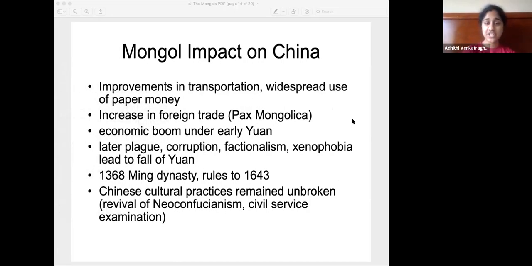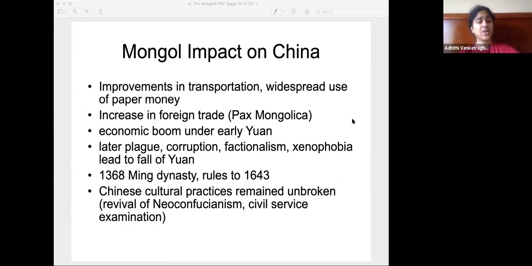Improvements in transportation and widespread use of paper money also happened. There was an increase in foreign trade, the Pax Mongolica, and an economic boom under the early Yuan. A later plague, corruption, factionalism, and xenophobia led to the fall of the Yuan Dynasty.